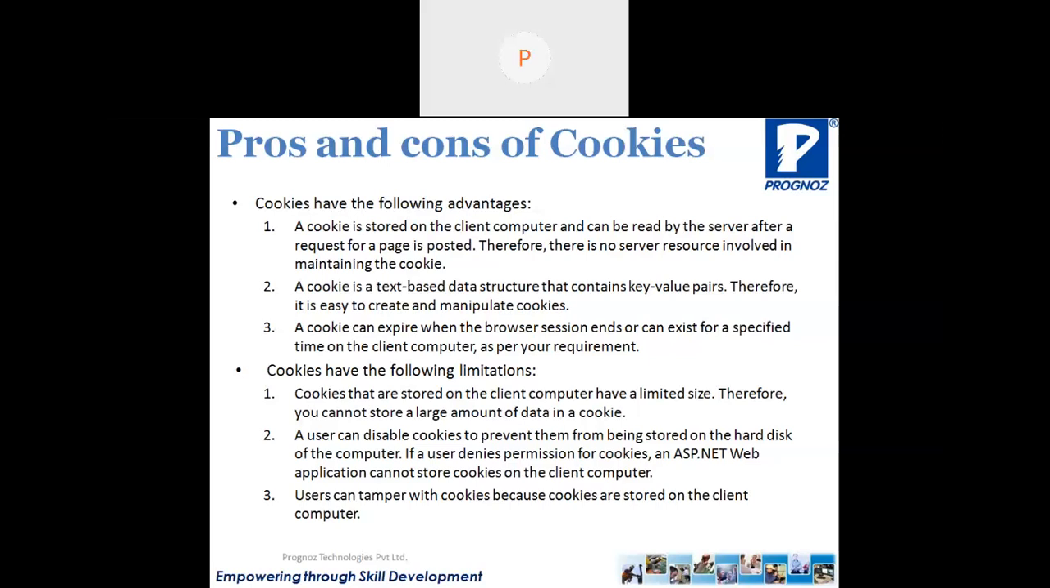Second, it is a text-based data structure that contains key and value pairs, and therefore it is easy to create and manipulate the cookie because the values can be easily retrieved with the help of the key. And a cookie can expire when the browser session ends or can exist for a specified time on the client computer as per your requirement. So this is the advantage of a cookie.